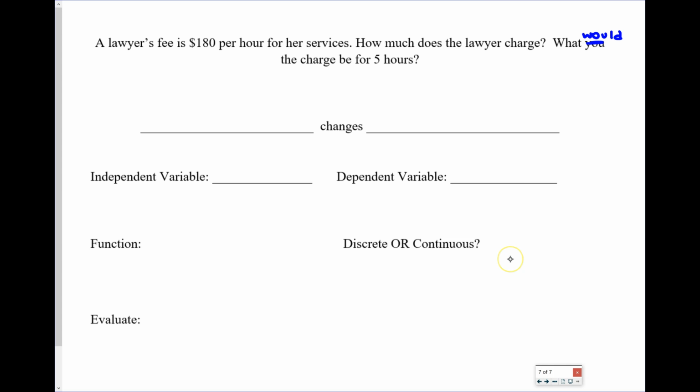So I am not choosing the cost. I'm choosing how many hours I go see her. When I make an appointment, maybe the appointment's for an hour. I might make an appointment for 2 hours. So I'm deciding how many hours I want to see her, and then that changes the cost. So the cost depends on the hours. That means hours is my independent variable and cost is my dependent variable.